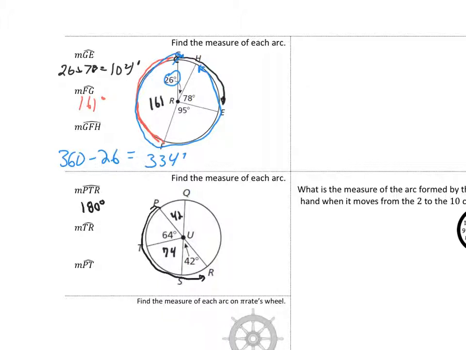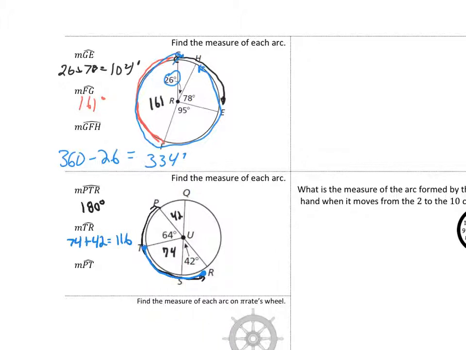Our next one, which I'll do in blue, is going to be arc TR. So we're going from T right here to R right here. So we're just going to add two numbers. We're going to do 74 plus 42, and you guys should have gotten 116.